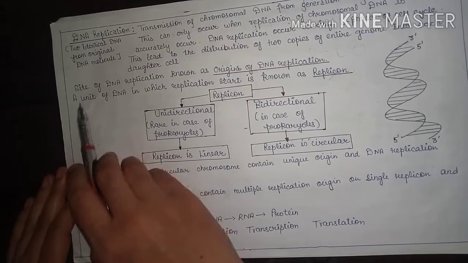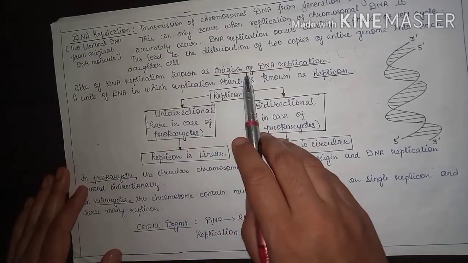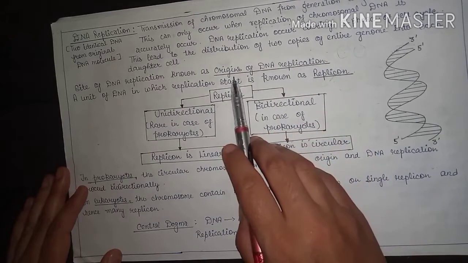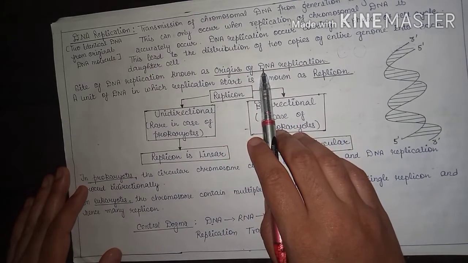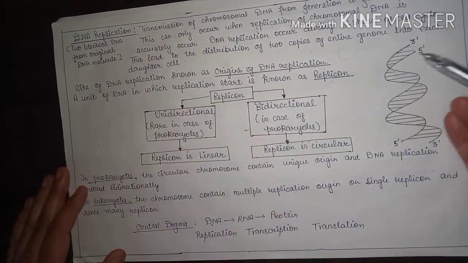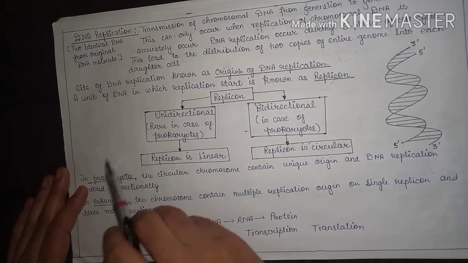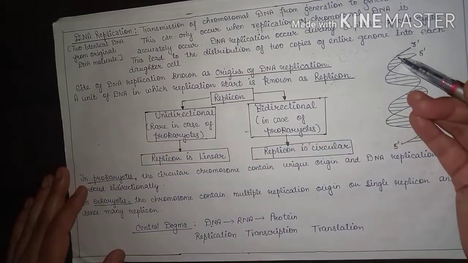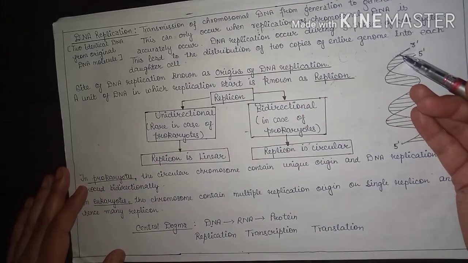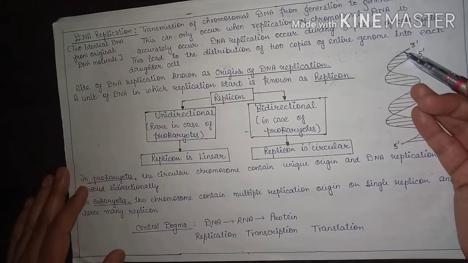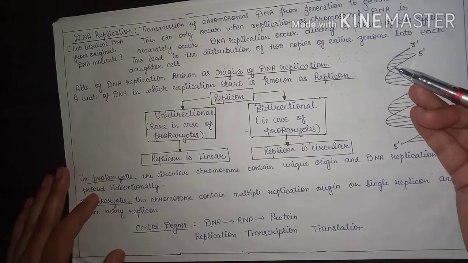Next, the site of DNA replication is known as the origin of DNA replication, or ORC, origin recognition complex. Let's assume this sequence is the site. This site is called the origin of DNA replication. A unit of DNA, this unit, which has the site of replication and where replication is performed, is known as a replicon.